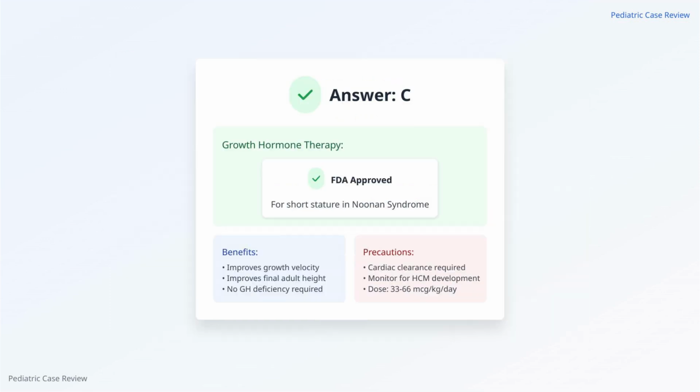Growth hormone therapy is FDA approved for treating short stature in Noonan syndrome, even without growth hormone deficiency. It improves growth velocity and final adult height. Cardiac evaluation is essential before initiation, as growth hormone may worsen hypertrophic cardiomyopathy. Regular monitoring during treatment is crucial at doses of 33 to 66 micrograms per kilogram per day.